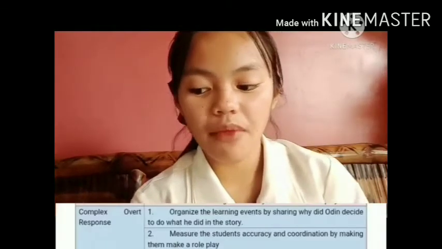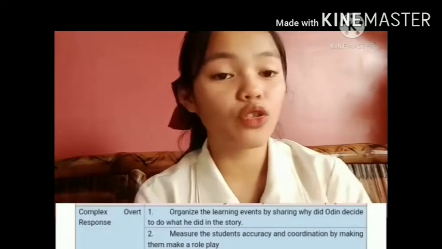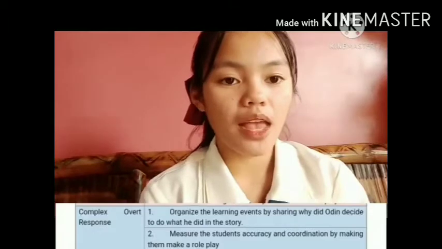So the fifth level of the psychomotor domain is the complex overt response, where they will show their skillful performance by organizing the learning events and sharing why they decided to do what they just did, and also by measuring the students' accuracy and coordination by having the students do a role play or create a role play.